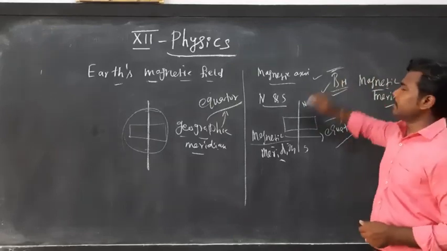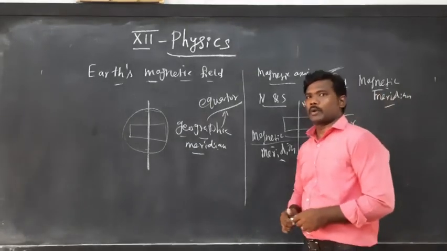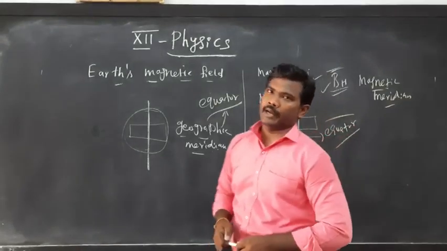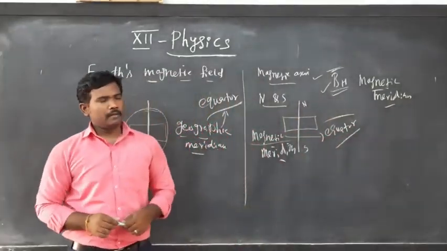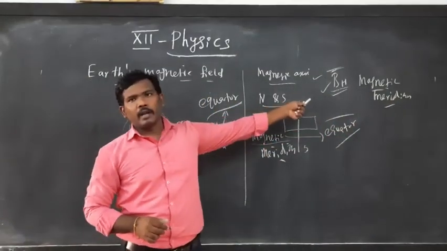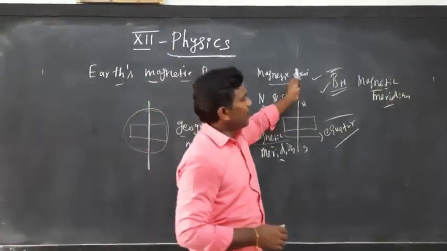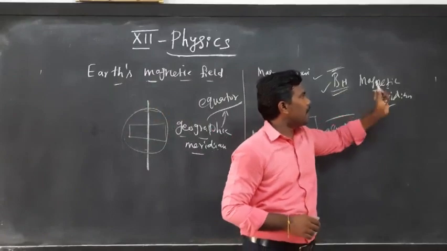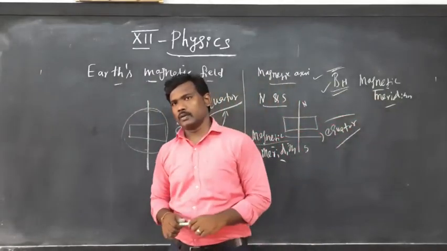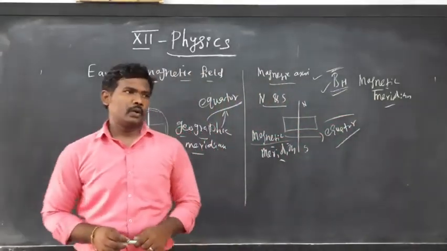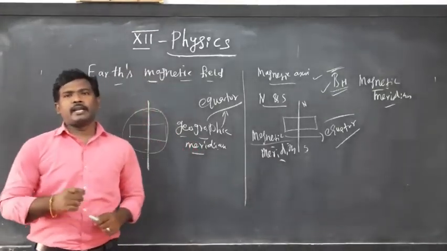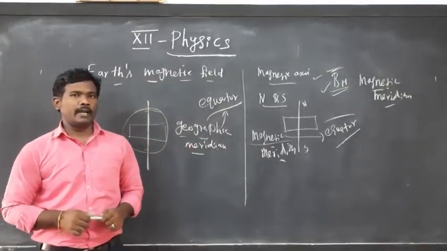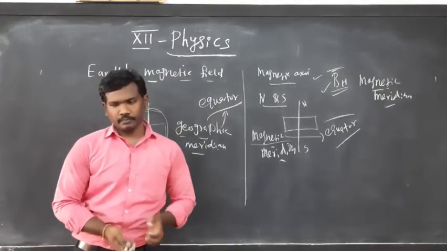Okay, so the statement for BH, the horizontal component of earth's magnetic field, is defined as the component of earth's magnetic field in the horizontal direction, along the horizontal direction of the magnetic meridian. Okay, next we are going to see the statement for declination and the statement for inclination.